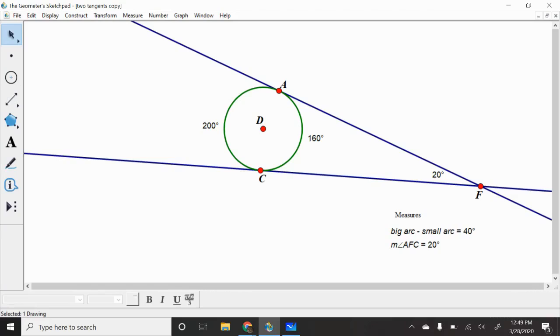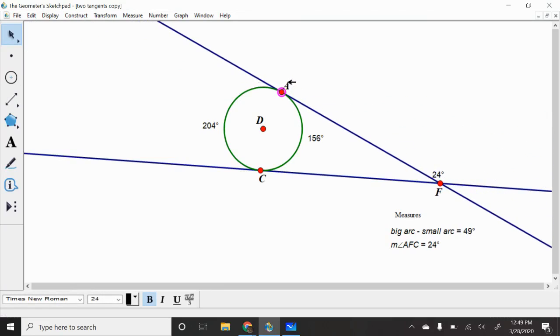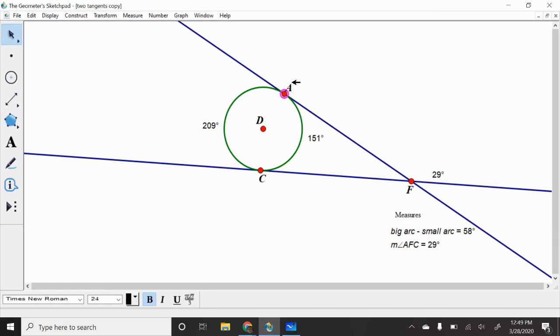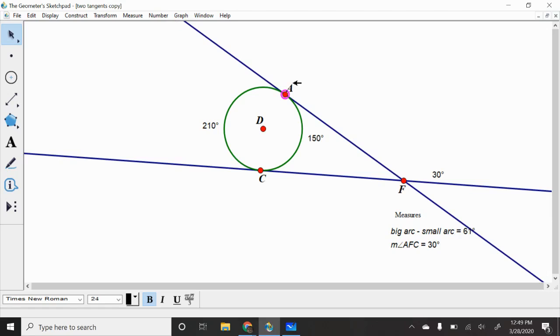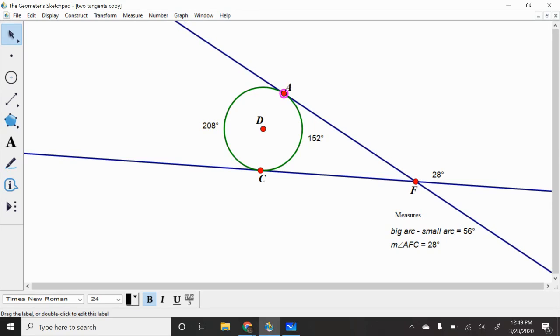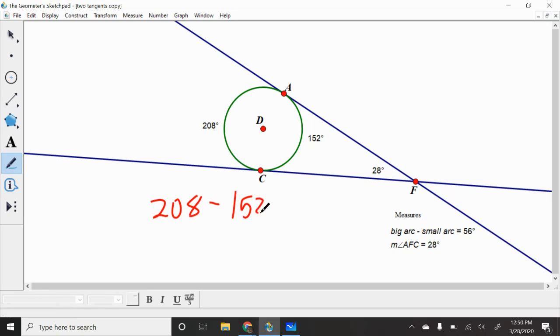So I'm going to move this around. All right, as you can see here, we have 28 as the angle on the outside, and the two arcs are 208 and 152, and 208 minus 152 divided by 2 is going to be 28 if you do it on your calculator.